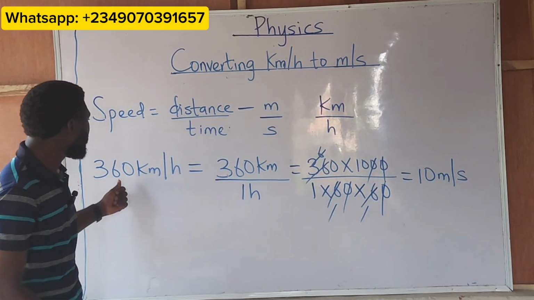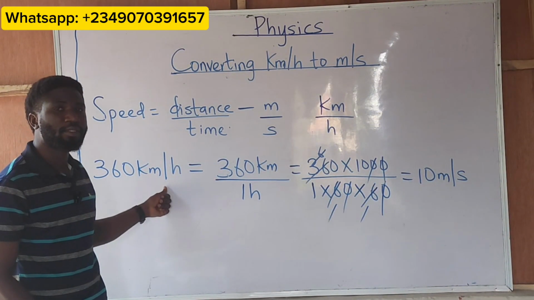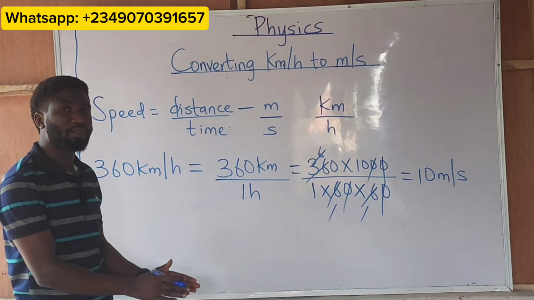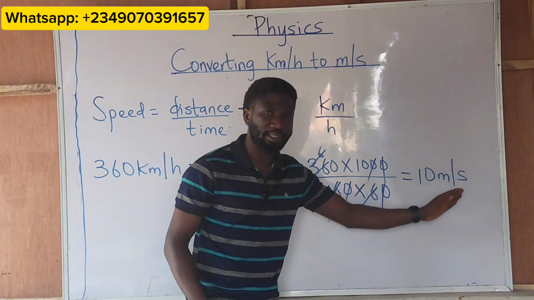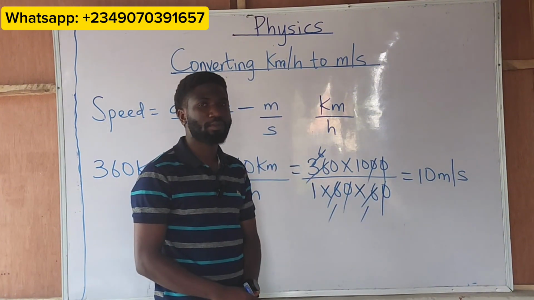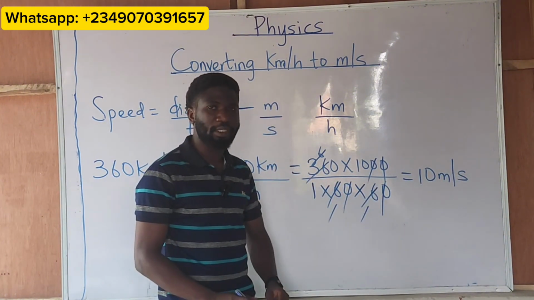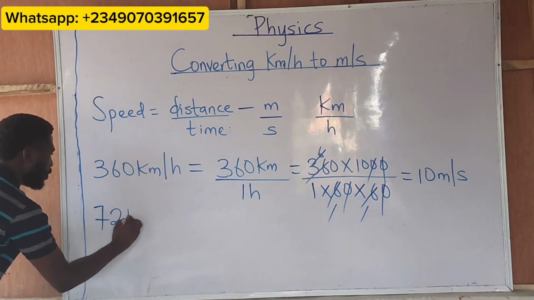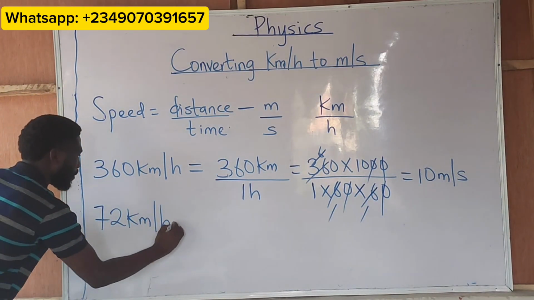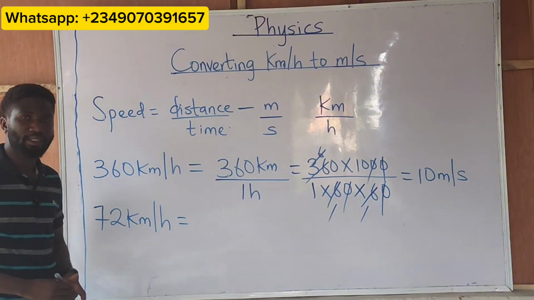So changing 360 kilometer per hour using the conventional method, we are going to have 10 meter per second. Are you clear with that? The same thing with, let's say we have 72 kilometers per hour. What do we do here?